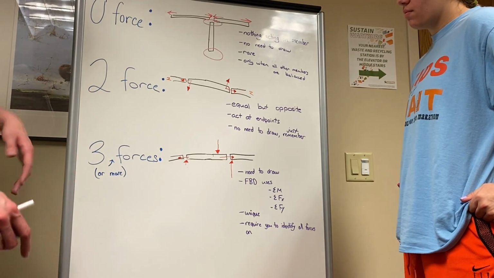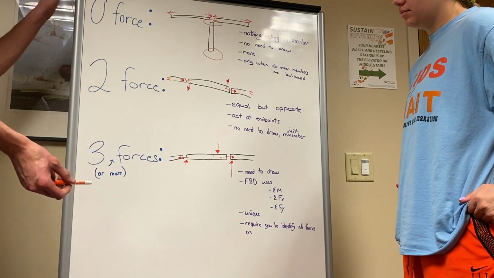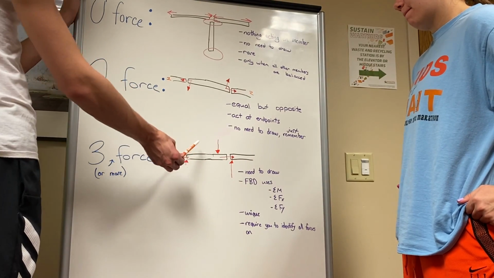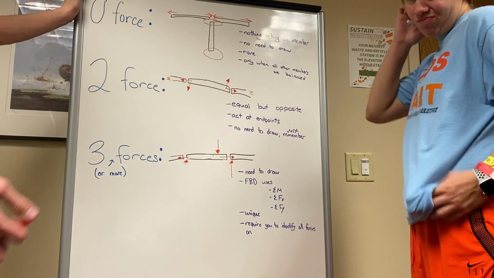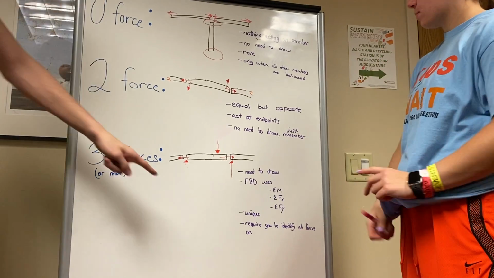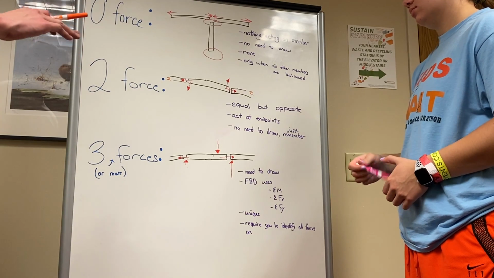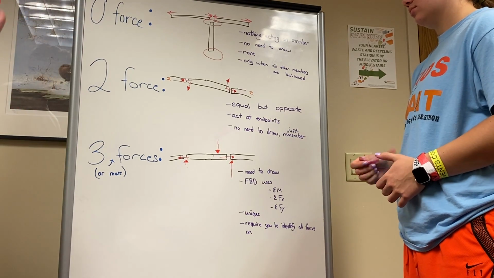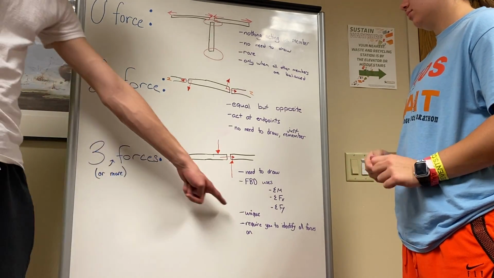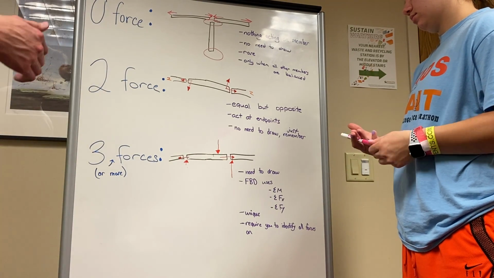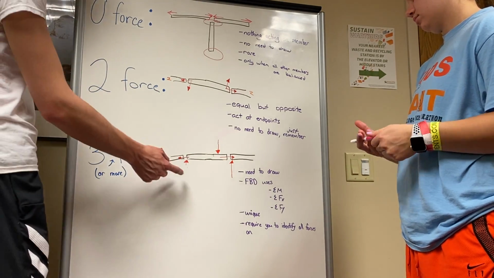Three force members, and I like to say three or more forces, because these you really need to draw, making a free body diagram of each section or member. For free body diagrams, you're using the sum of moments, sum of forces in the x, or sum of forces in the y. Each of these can be unique, and you need to identify all the forces acting on this.